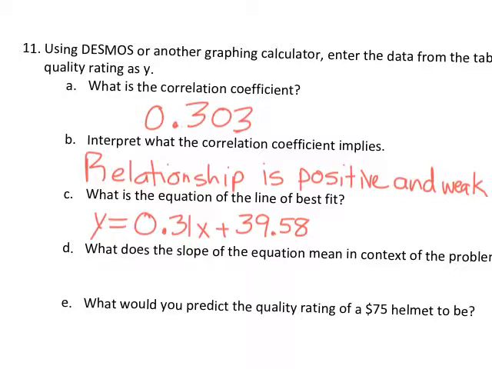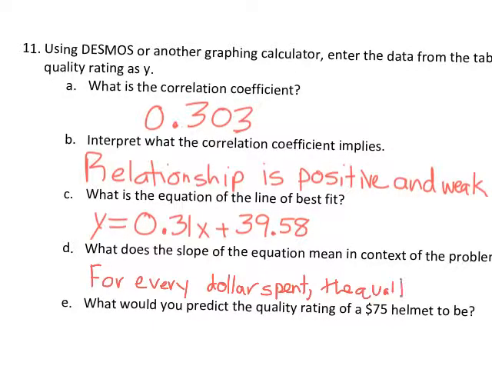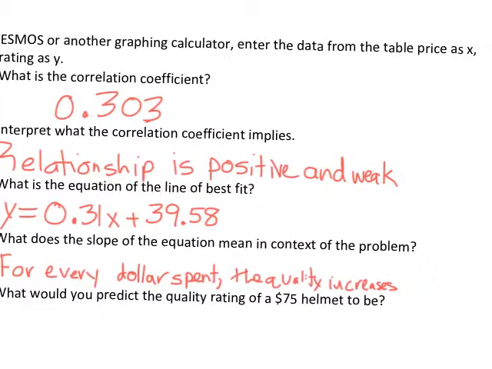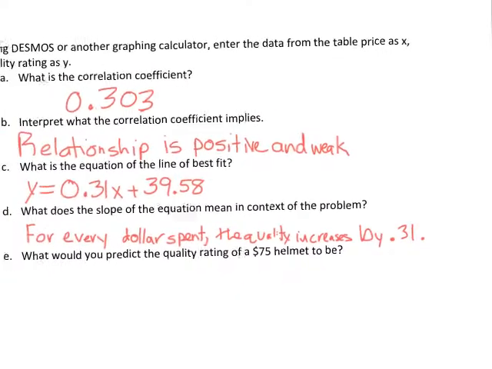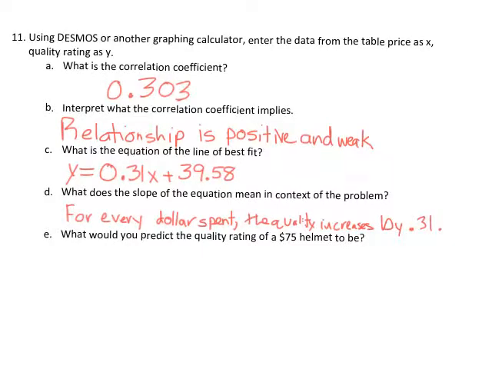So we would say for every dollar spent, the quality increases by 0.31. Okay? So for every dollar spent, the quality increases by 0.31. Okay? And then we want to predict what the quality rating for a $75 helmet would be.